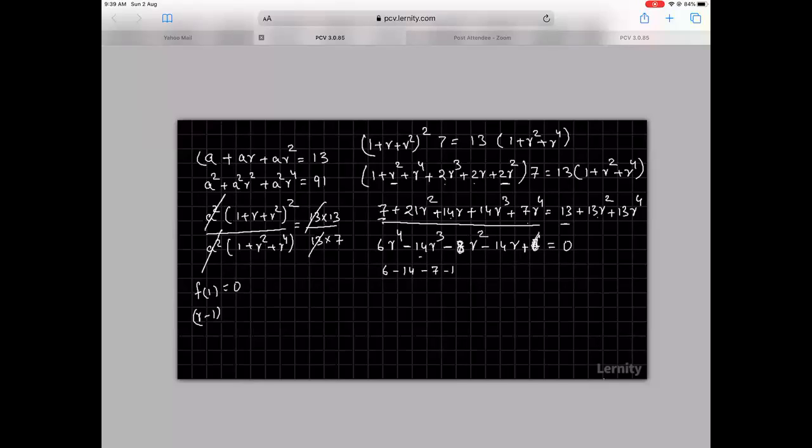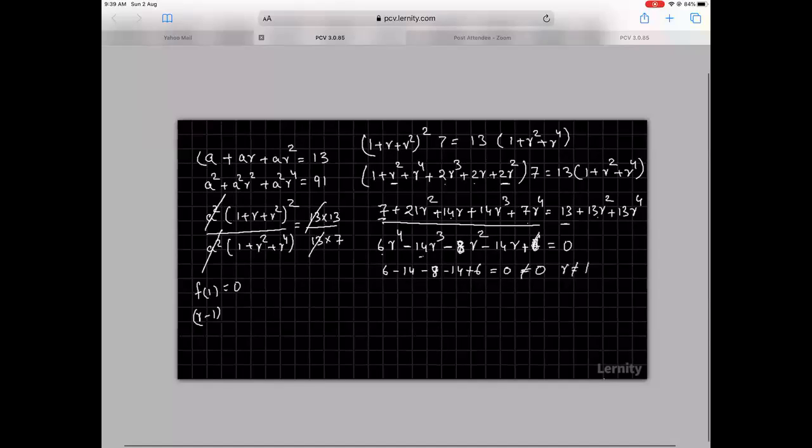So I have 6 minus 14 minus 7, 6 minus 14 minus 8, again minus 14 plus 6, is not equal to 0. So r is not equal to 1. Now I'll put minus 1.